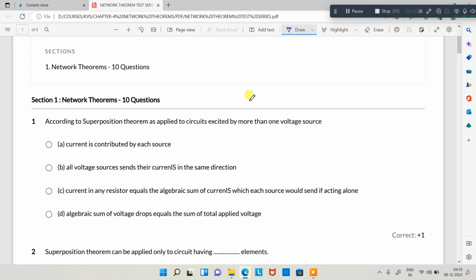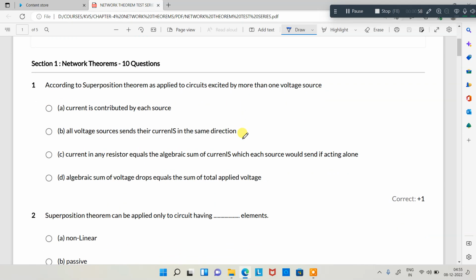So where the explanation is needed, that's why I provided the explanation for each and every test after completing the syllabus of a particular topic. So you have now completed the network theorems syllabus. That's why you are moving to the explanation of the network theorems test series.